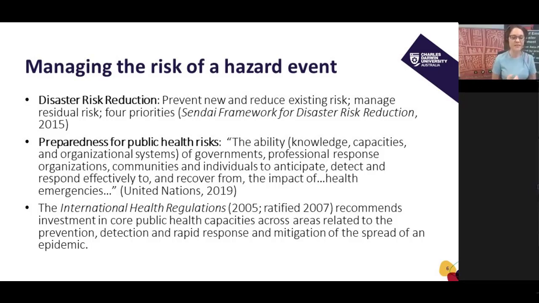So disaster risk reduction is a concept that we can apply to prevent new and reduce existing risks while managing residual risk. And the goal is to prevent and reduce hazard exposure and vulnerability and increase preparedness for response and recovery, and thus strengthen our resilience. How can we use this framework to understand preparedness for public health emergencies? Well, the United Nations defines preparedness for public health risks as having the capacity to prevent, detect, contain, and respond to the spread of disease.